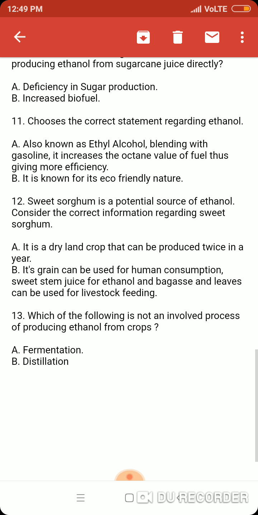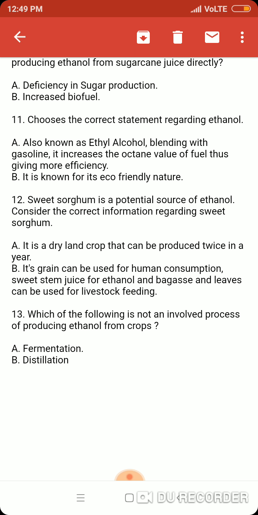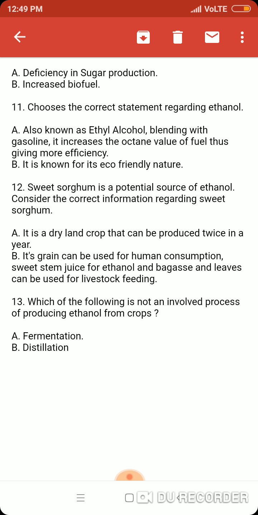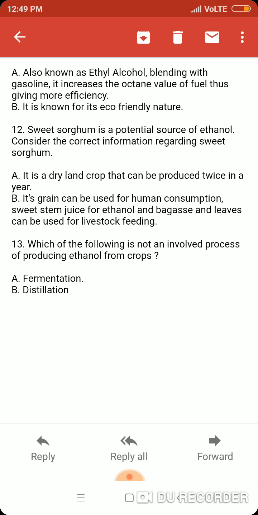Question number 11. Choose the correct statement regarding ethanol. Also known as ethyl alcohol, blending with gasoline increases the octane value of fuel, thus giving more efficiency. Correct. It is known for its eco-friendly nature. Correct. Equally, you can prepare the advantages and disadvantages of using ethanol as biofuel for mains purposes. Question number 12. Sweet sorghum is a potential source of ethanol. Consider the correct information regarding sweet sorghum.